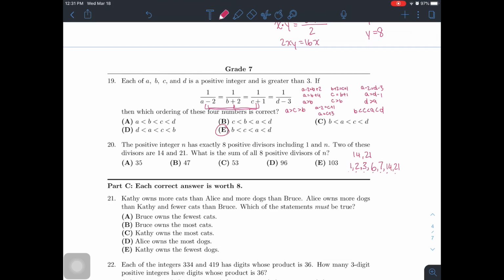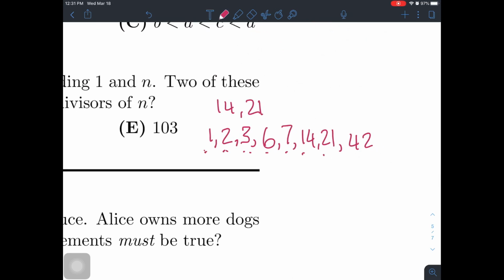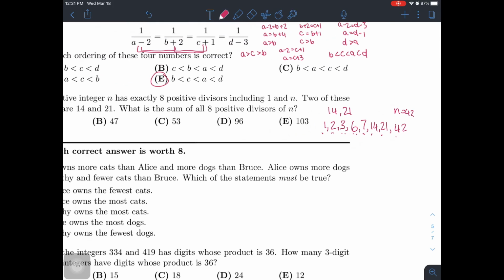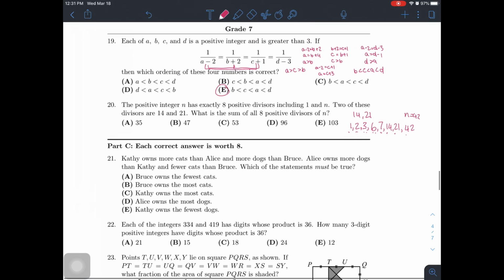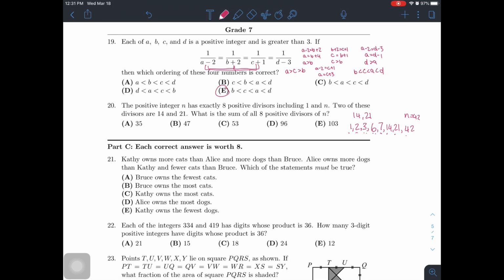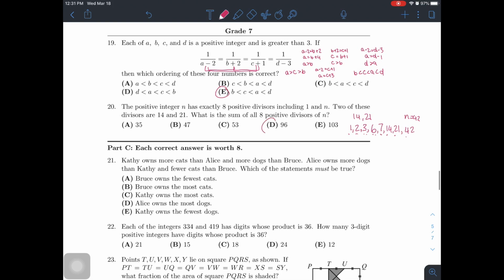And we also notice that if a number is divisible by 6 and 7, it's also divisible by 42. Therefore, if you look at this, you get 8 divisors, and n would equal 42. If you add up all of the divisors together, the sum should be 96.